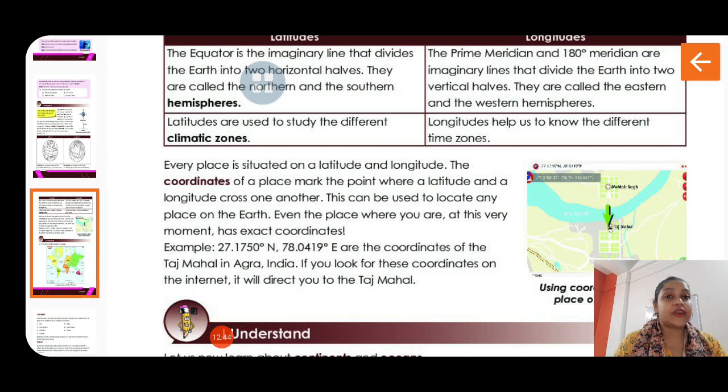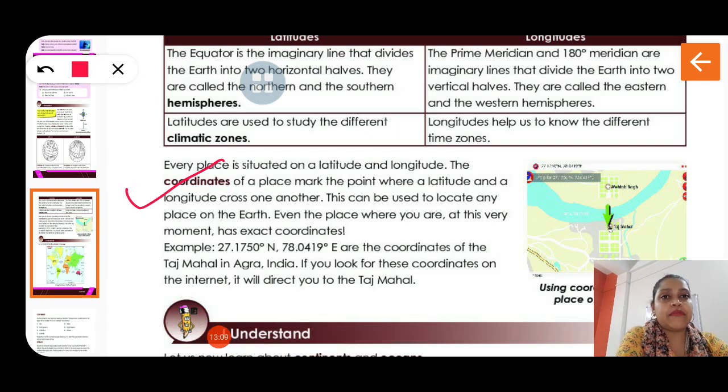Then longitudes are vertical lines. One important longitude is the prime meridian. Its measurement is 0 degree, and opposite to the prime meridian on the other side of the earth is the 180 degree meridian. Now both these meridians, these longitudes, divide the earth into the eastern hemisphere and the western hemisphere. Now children, one more concept is there, which is coordinates.